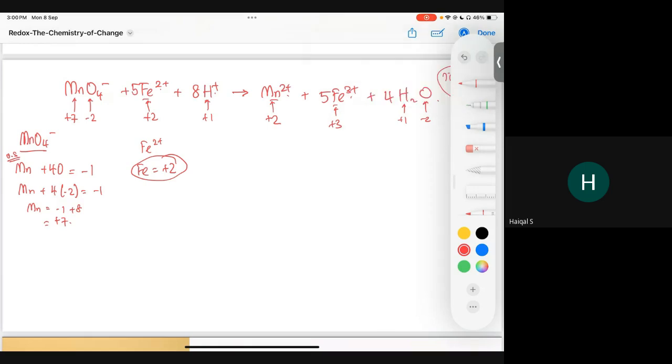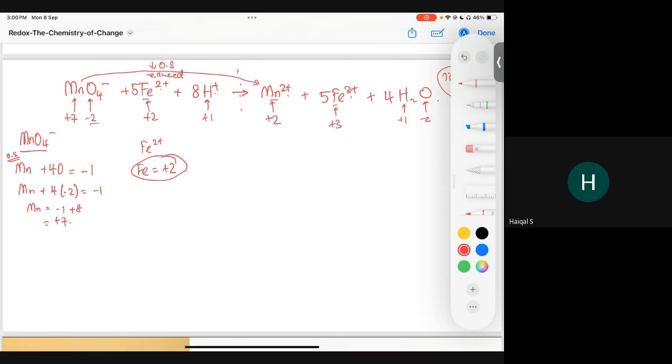Now, with this in mind, we are going to look at whether there's any change. So let's look at Mn. Before and after, from a +7, it became a +2. So I know that this is a decrease in oxidation state. A decrease in oxidation state is a reduction, reduced.